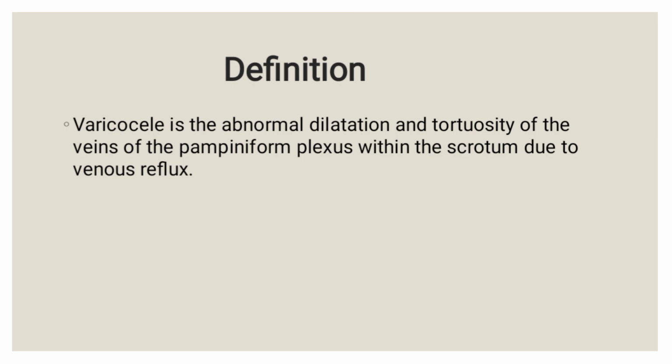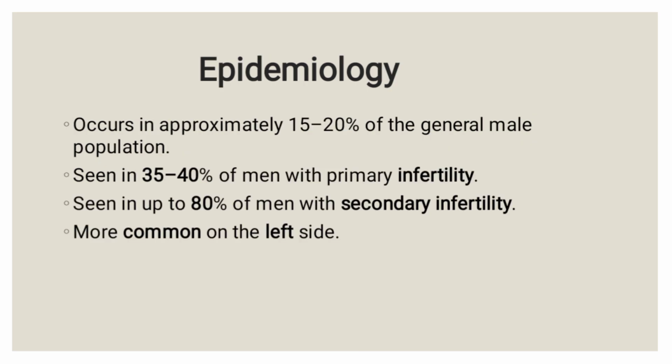So, what is a varicocele? A varicocele is a group of dilated veins in the pampiniform venous plexus. These are abnormally dilated and tortuous veins of the pampiniform venous plexus within the scrotum caused by venous reflux. They occur in approximately 15 to 20% of the general male population and are seen in 35 to 40% of men with primary infertility, and up to 80% of men with secondary infertility, and they are more common on the left side.